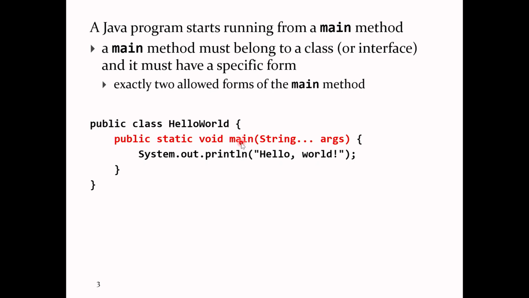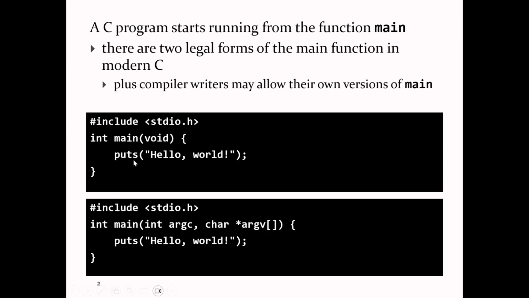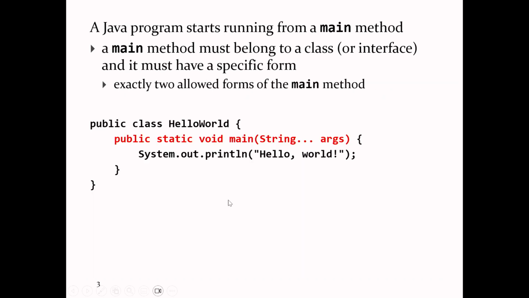There is a main method, but it doesn't look exactly the same as the C main function. The main method in Java looks like public static void main, round bracket, String, dot, dot, dot, args. Printing out something in Java looks a lot more verbose than in C, where it's pretty easy: puts a string or printf a string.